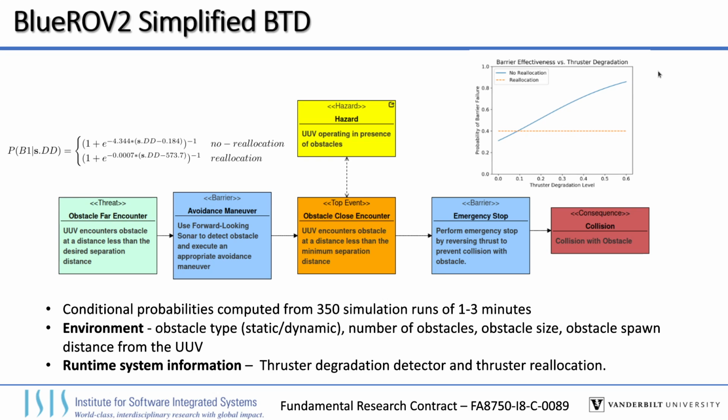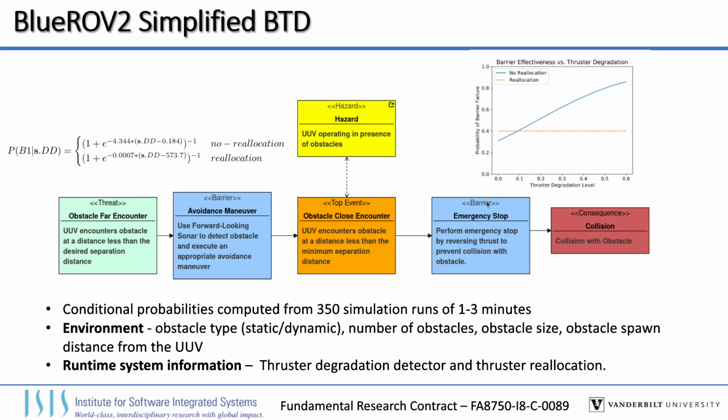The blue line shows the no reallocation case. This is the conditional behavior before we do any reallocation. You can see if we have no thruster degradation, we have a relatively low probability of barrier failure. And as the thruster degradation level increases, we get significantly higher chances of this barrier failing to perform like we expect it to. If we perform thruster reallocation, then you see we get this dashed orange line.